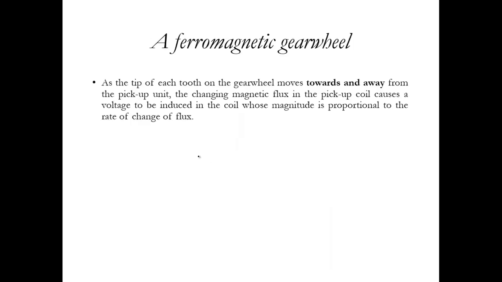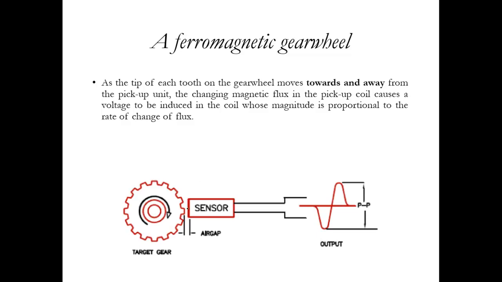So in this case we use a ferromagnetic gear wheel, which is in this form. So in general, in the variable reluctance ones, one important thing that we have to remember is that we have a magnet inside the coil rather than an iron core, and that magnet creates a magnetic flux, or a magnetic field, around it.